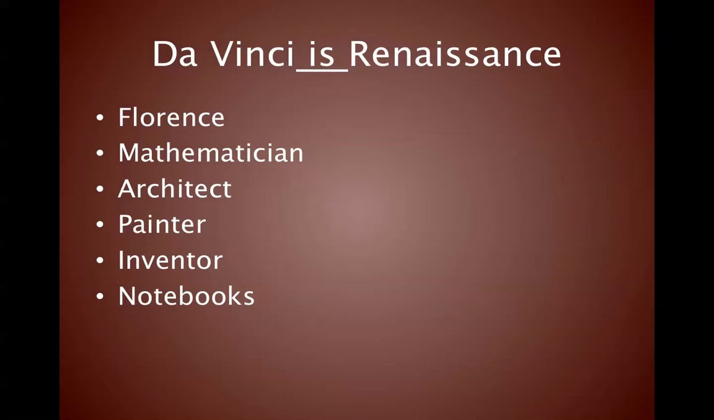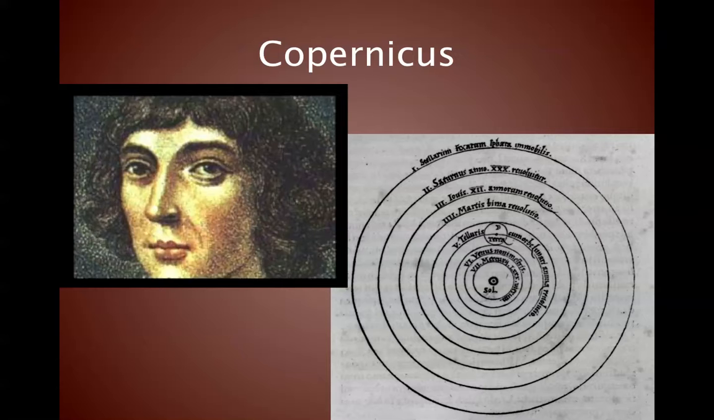So Da Vinci, a Renaissance man, a great painter, an artist, an architect, an inventor. Again, he's a mathematician. His notebooks attest to that and reveal that to be Renaissance is to be interested in so many things.